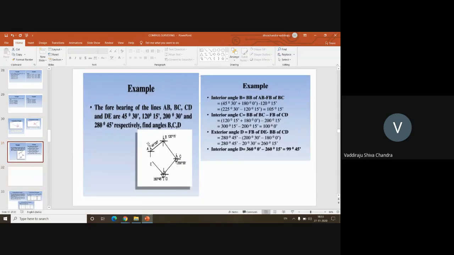Whenever you are doing any compass surveying problems, as I told yesterday also, please try to draw the diagram first. Because if you draw the diagram correctly, then it is simple arithmetic calculations and common sense. There is no technicality involved in this. So if you have noted down this question, please let me tell.